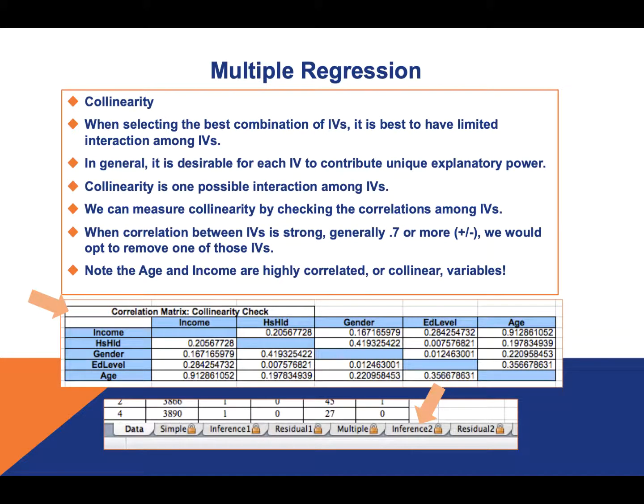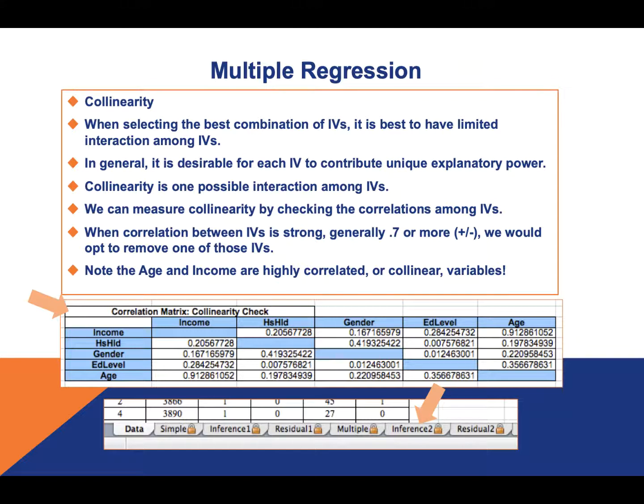Collinearity concerns the correlation among independent variables. As we select the best combination of independent variables, it's best to have limited interaction among the independent variables. And in general, it's desirable for each independent variable to contribute uniquely to explaining changes in our dependent variable. However, this is challenging because, as we've seen in our data, each cardholder has several demographic variables. They all refer to the same cardholder. So it's very normal for some of those characteristics or measurements to interact.